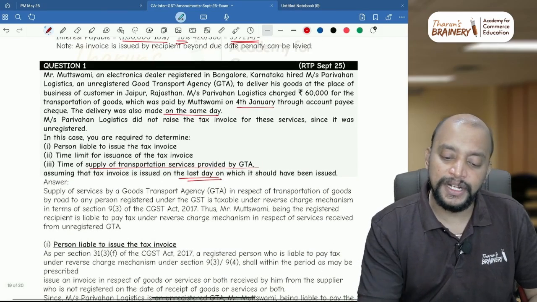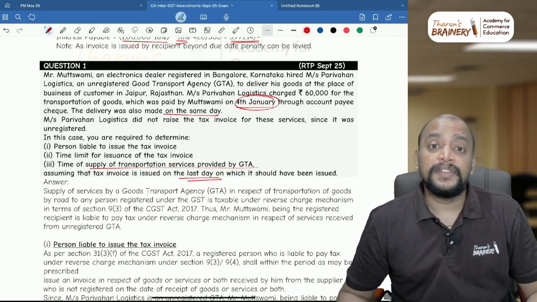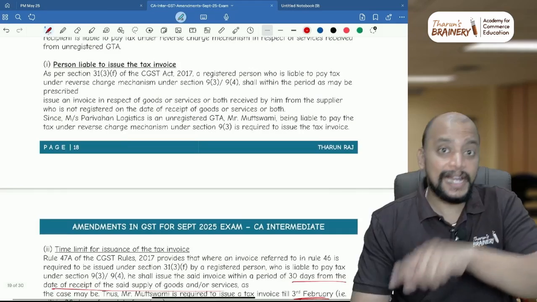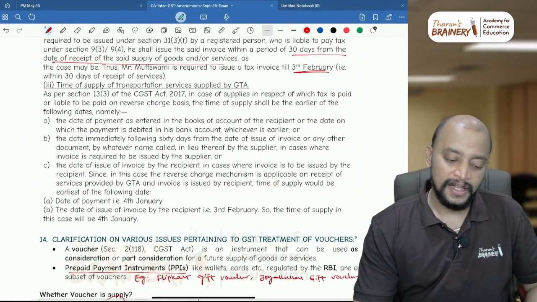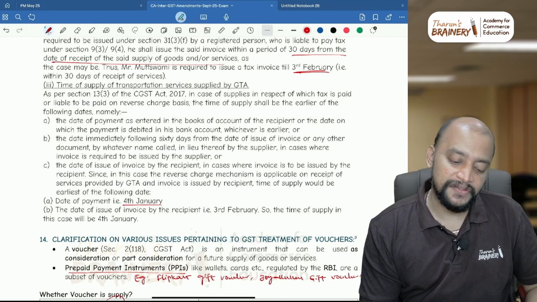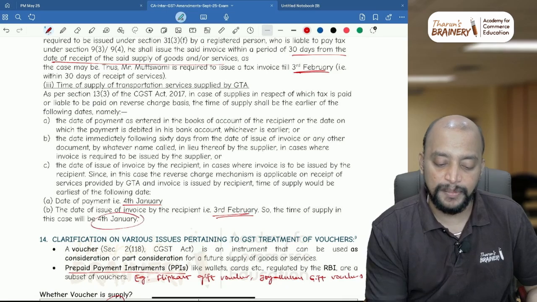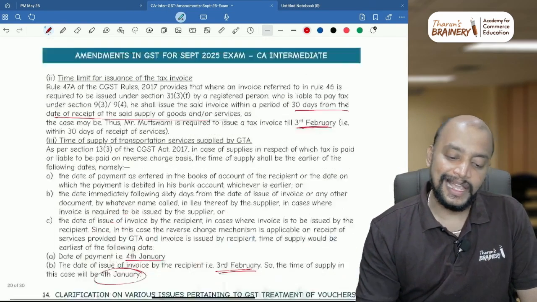What is the date on which payment is made to the supplier? 4th January, or we have the regular date of invoice, the date on which they are giving the invoice, that is 3rd February, whichever is earlier. So, date of payment 4th January, the date of issuance of invoice by recipient 3rd February. So, the time of supply will be 4th January. Got it? So, like this, they can ask a question.